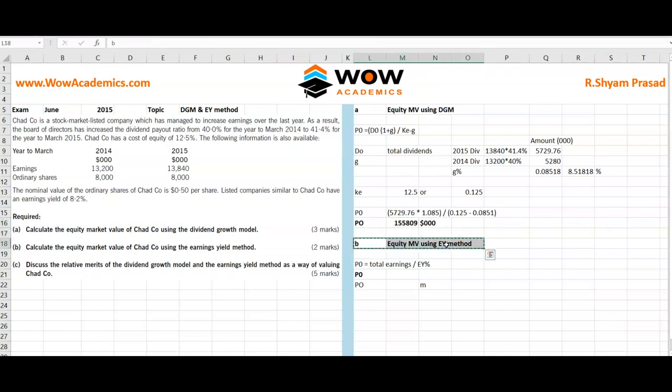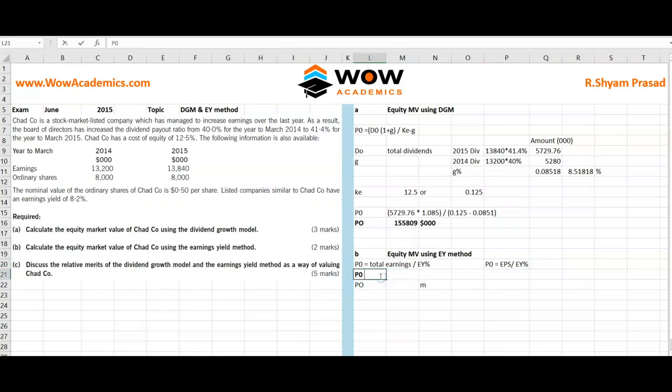The next method is the equity value using the earnings yield method. The earnings yield method works like this: P0 equals total earnings divided by the earnings yield. If you use total earnings in the numerator, you will get the entire company's value. This formula can also be expressed as P0 equals EPS divided by earnings yield, which will also give you a number, but this answer will give you the per share value. We don't want the per share value, we want the total value. So we'll work it out like this.